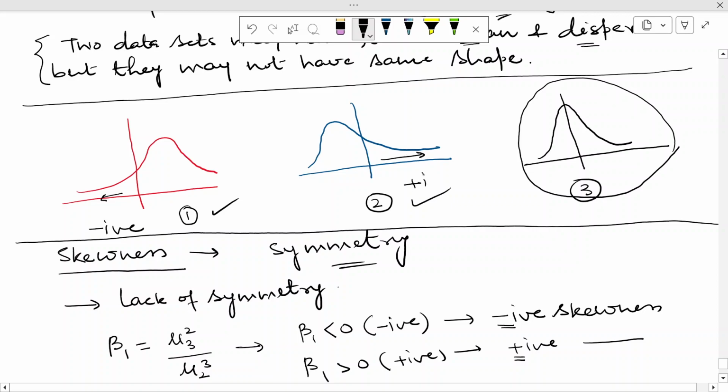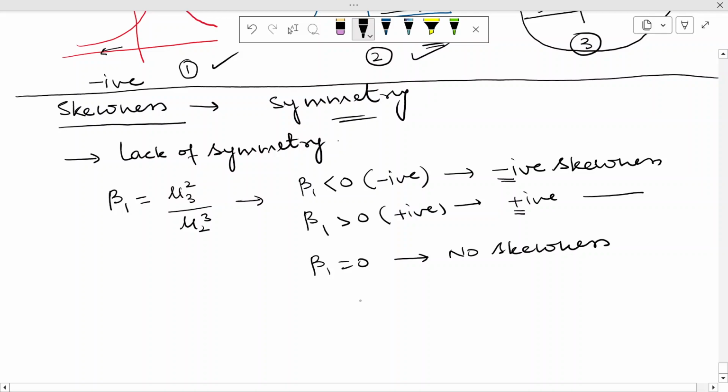So this type of situation is when the data has positive skewness. While this third figure has no skewness, meaning there is no lack of symmetry, this is the case when the data has no skewness. So in this case our beta 1 is 0. It is very clear that beta 1 is 0 when mu 3 is 0.